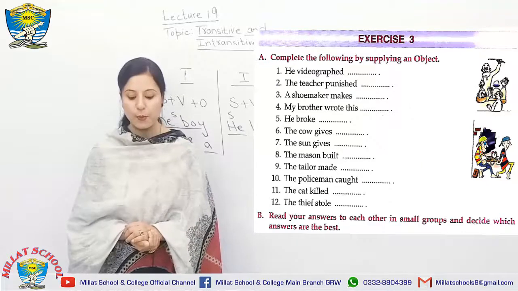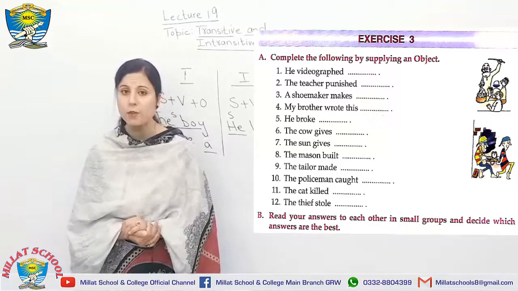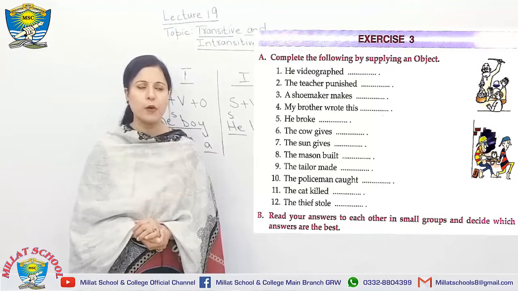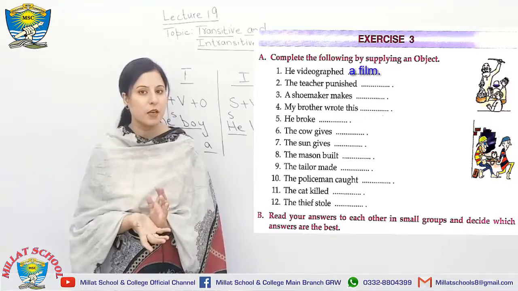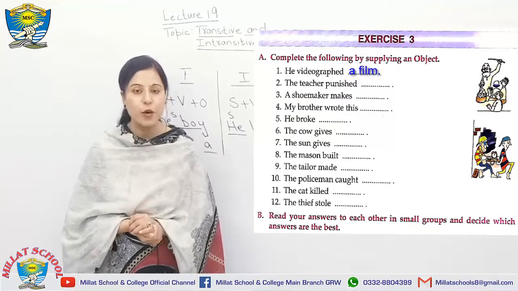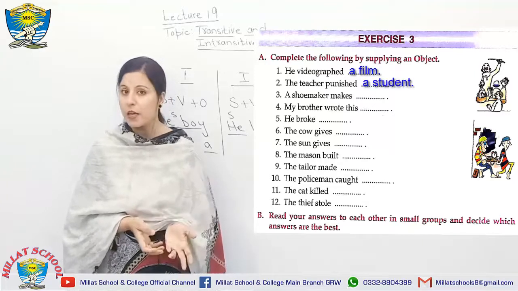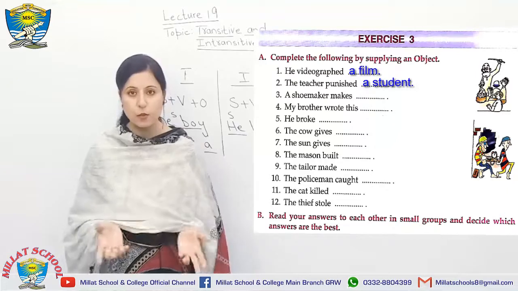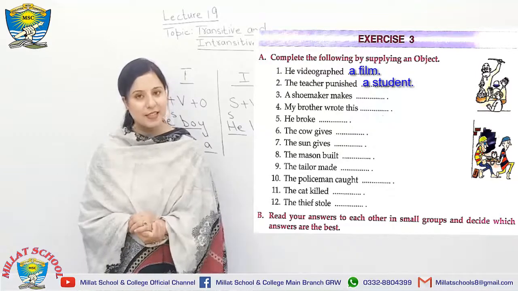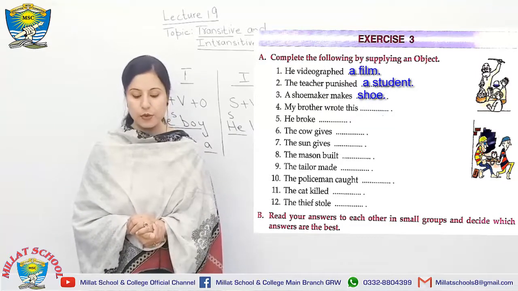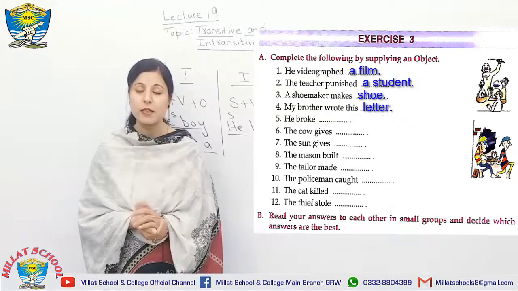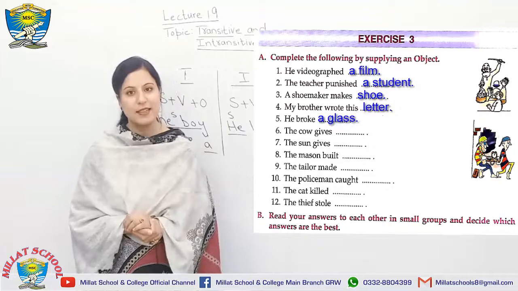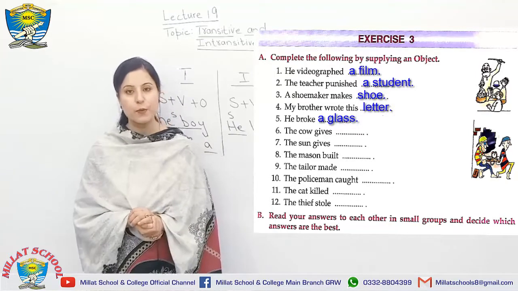Exercise number 3, complete the following by supplying an object. Now you have to give them an object if there is some object needed. Number 1, he videographed dash. Obviously if we talk about any of the video, product, a film comes in our mind. So a film is an object here. Put a word, a film. Number 2, the teacher punished a student. Obviously we are working on an object, that is a student. Number 3, a shoemaker makes what? Cloth for you, pencil for you, paper for you. Exactly, shoe. Number 4, my brother wrote this what? Letter. Exactly, you can also write a story here that may become your object. Number 5, he broke a glass. Yes, so these are all your objects that have been followed by any of the verbs.